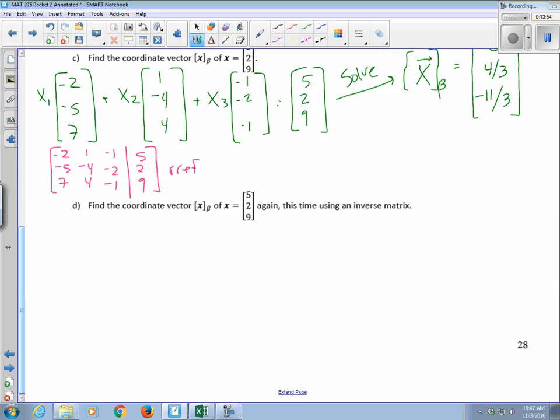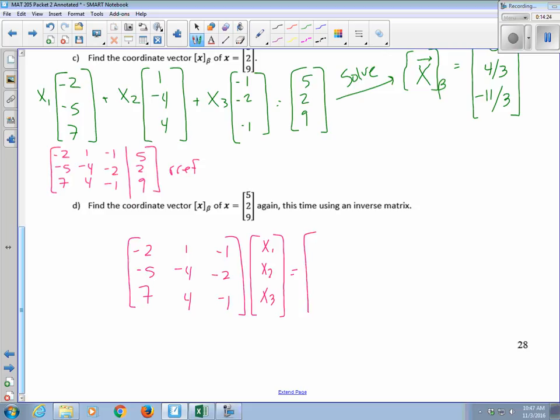So basically what we're trying to solve here, if you look at that vector equation that I wrote, x1, x2, x3 are unknowns. I'm going to translate that to a matrix equation. So my matrix equation would be -2, -5, 7, 1, -4, 4, -1, -2, -1. It's my matrix A. Vector of unknowns, x1, x2, x3. And I need that to equal 5, 2, 9. So now it's written as a matrix equation. My change of coordinate matrix times my unknown weights, I need that to come out to 5, 2, 9.